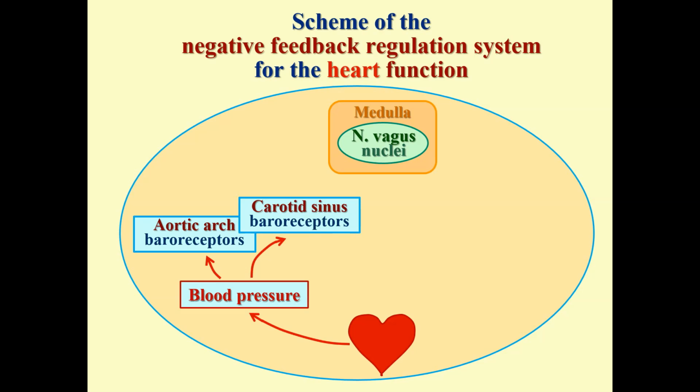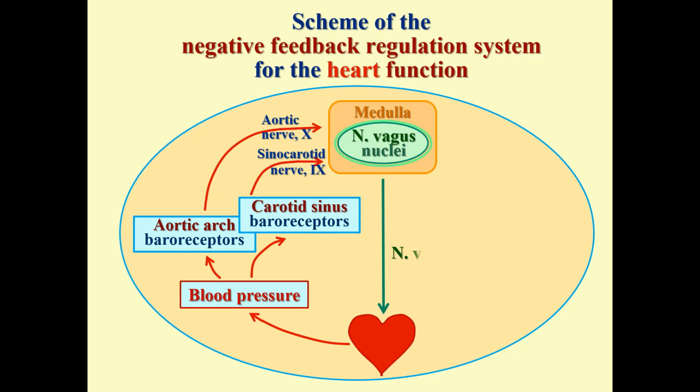So higher cardiac output contributes to higher blood pressure, and to higher activity of these receptors. These receptors in turn send their impulses by the aortic nerve, which is part of the vagus, and the sinocarotid nerve, which is a part of nerve number 9. All these impulses come to the medulla and finally activate, not directly, but finally activate the nervus vagus nuclei, the portion, the number of neurons that directly control the heart.